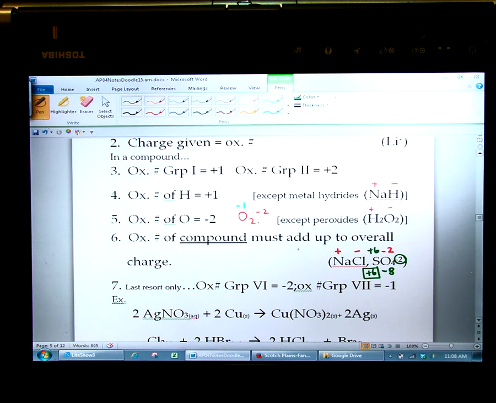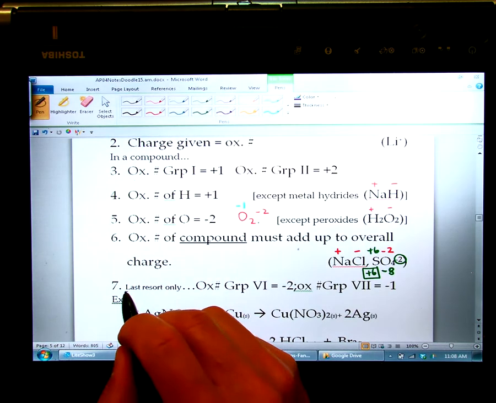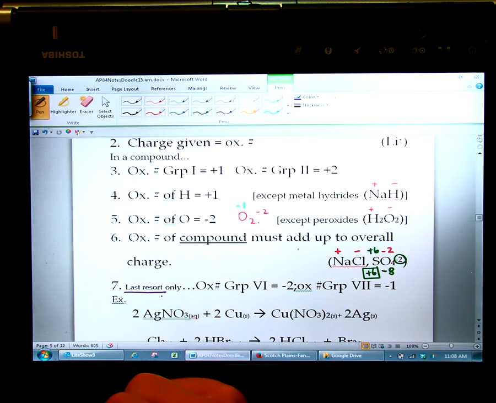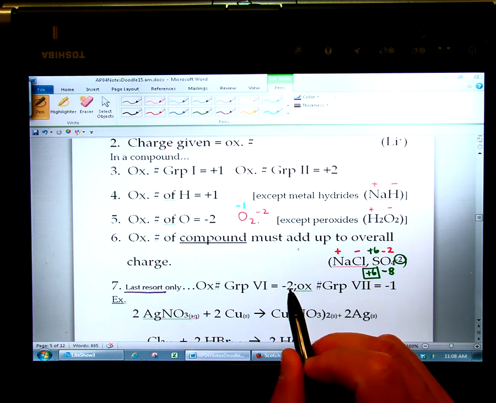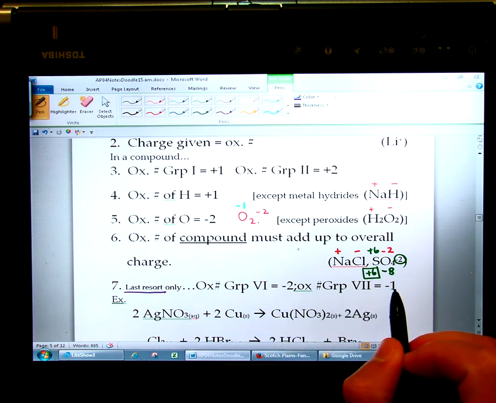Now, number 7. Rule number 7. This is as a last resort only. Last resort only. The group 6 is going to have a -2, and group 7 is going to have a -1 in a compound.